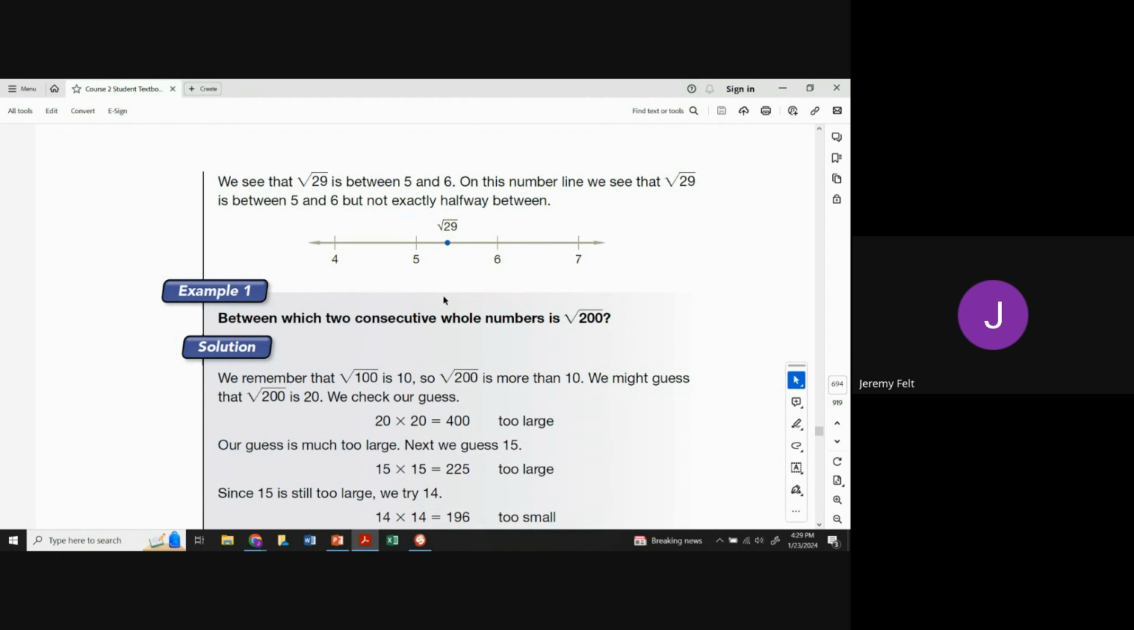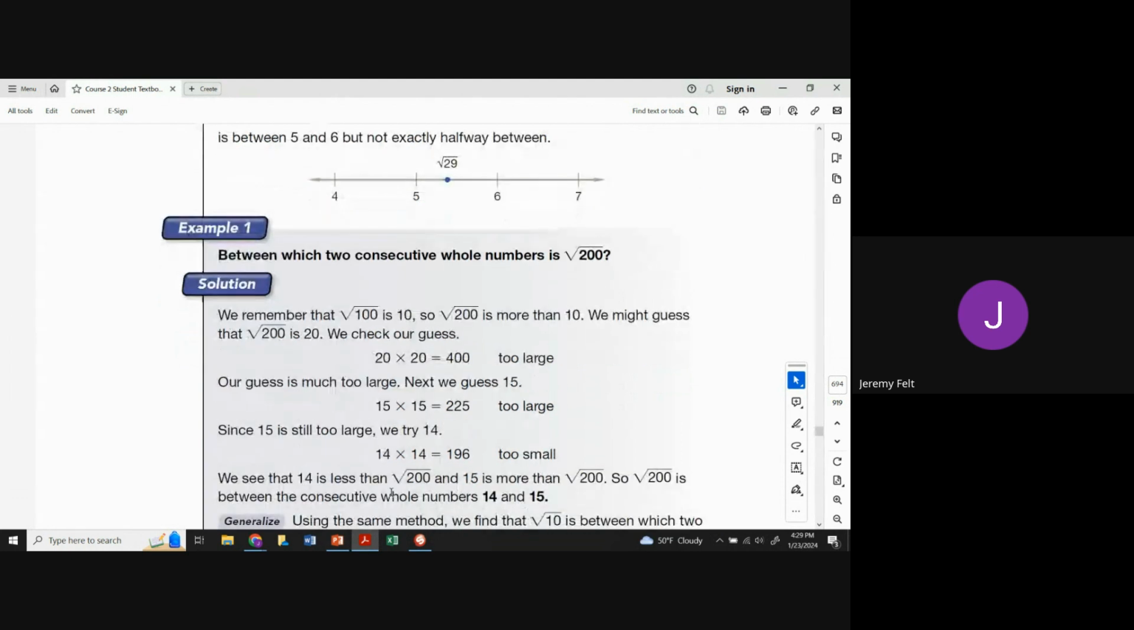Okay. Between which two consecutive whole numbers is the square root of 200? Well, 10 squared is 100, so maybe 20 squared is 200. Well, 20 squared is 400, so that's way too large. 15 squared is 225, so we're getting a little bit closer. 14 squared is 196, so it's going to be somewhere between 14 and 15.